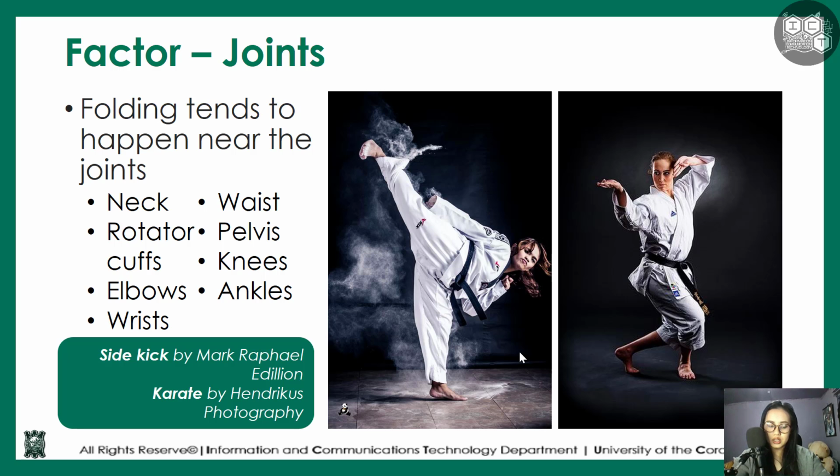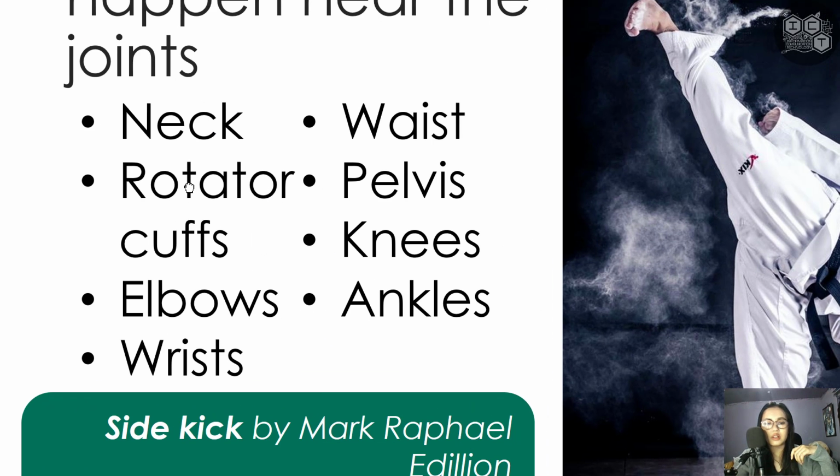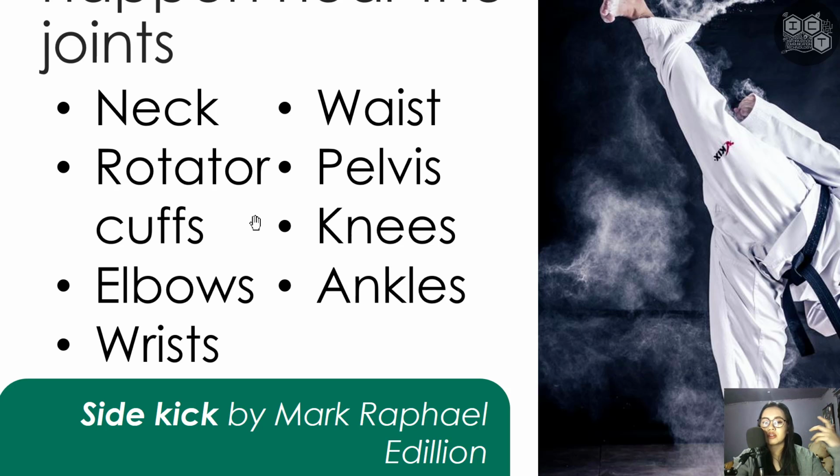So the very first one is your joints. Aside from the construction of clothing, what we really need to look into is how the clothing reacts to the body. Usually the clothing would react in terms of the joints, based on how it would fold, how it would crease. A lot of the creasing or the folding really comes from the joints. So we have here a list of joints: your neck, rotator cuffs, elbows, wrists, the waist, pelvis, knees, and ankles.